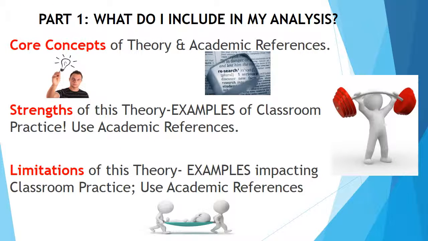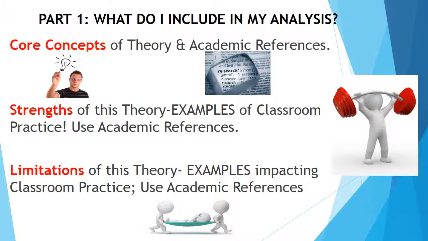So what do I include in my analysis? Please make sure that you discuss the core concepts of the particular theory you've chosen, and make sure you have academic references to support your ideas. So as you are speaking, you might say something like, Smith says, or Duquesne says, or one of the other authors, Bloom says, and then that helps reaffirm that what you're saying has academic merit or academic support behind it.